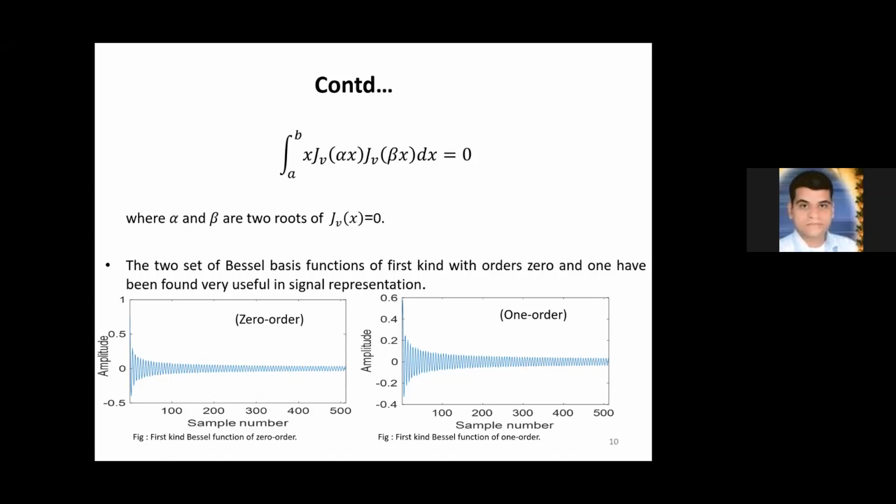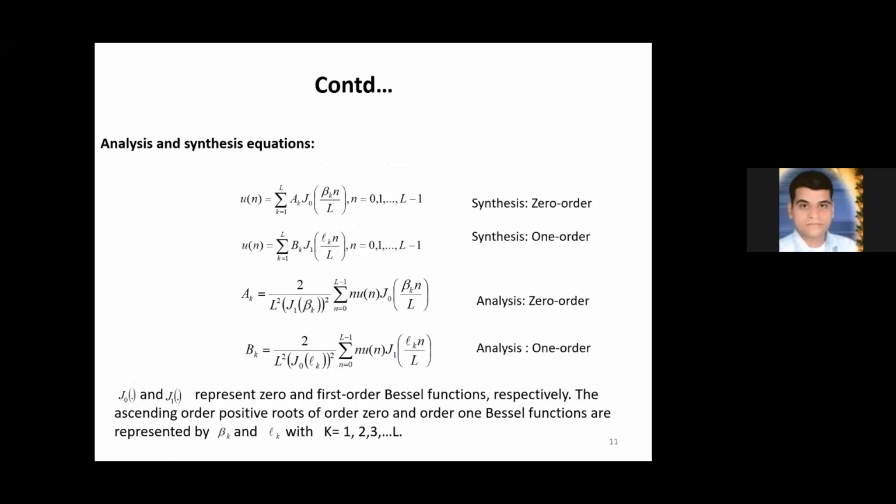So that is a very useful property to represent real life signals. They also decay with time, like speech signals and biomedical signals, and there you can make use of such basis functions. In this work, we have used two kinds of Fourier-Bessel series expansion. First is order 0, and the second one is order 1. You can see in the slide the mathematical expressions for the analysis and synthesis parts of order 0 and order 1 for the FBSE method.